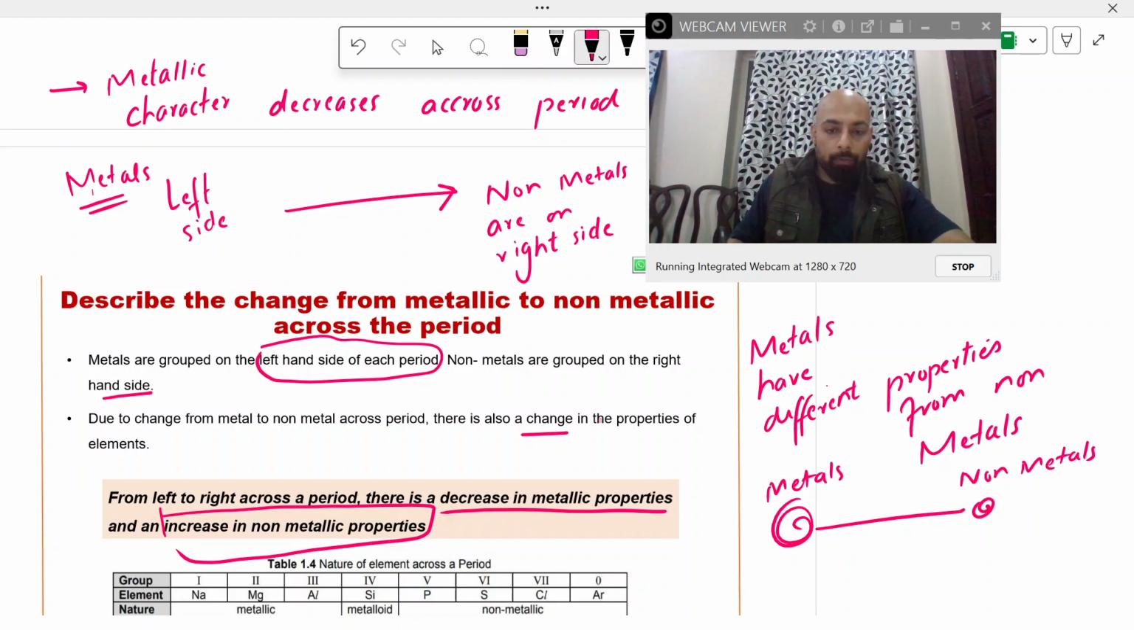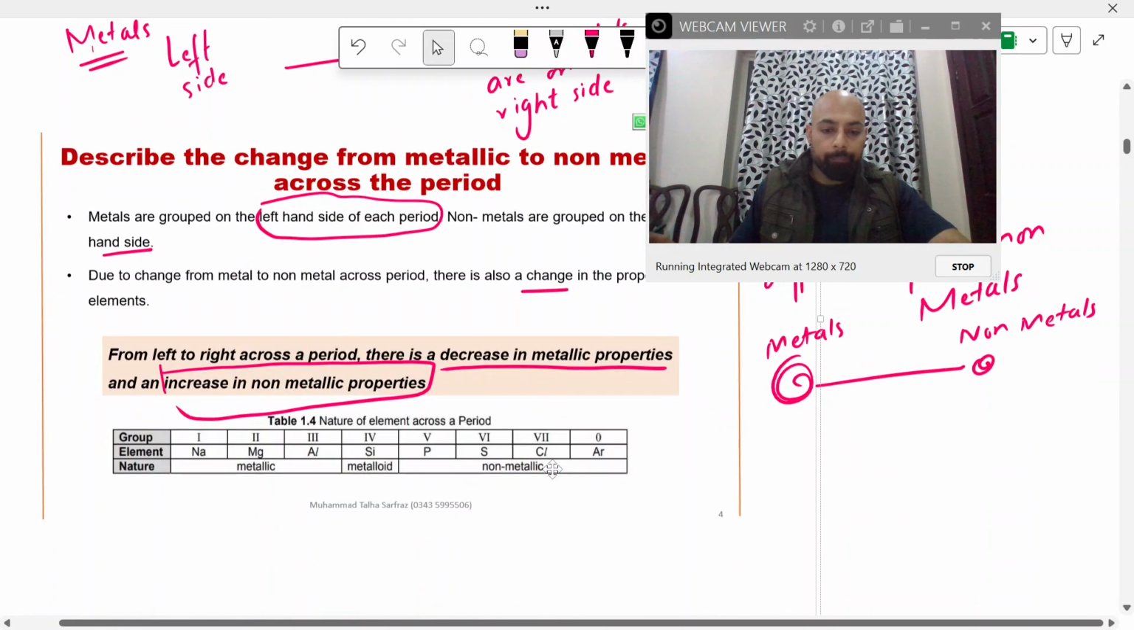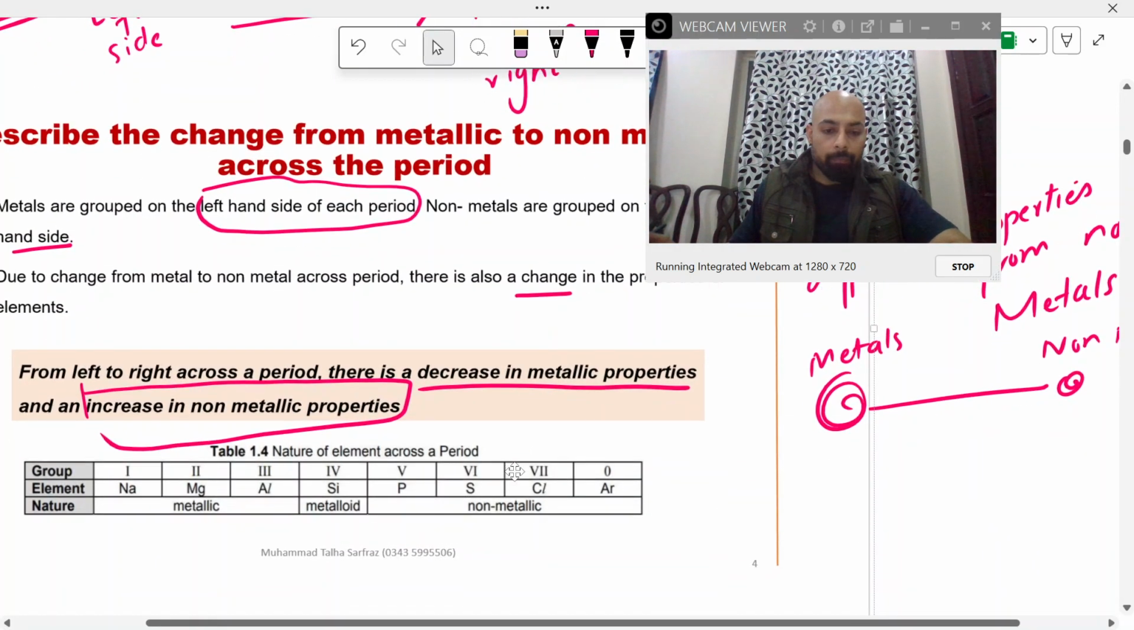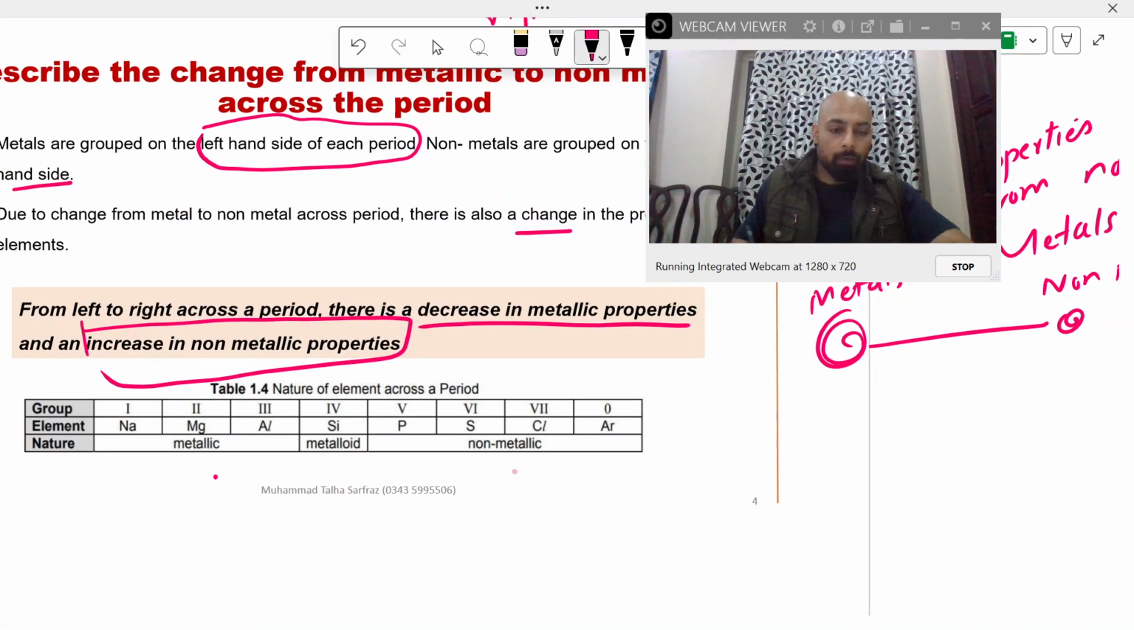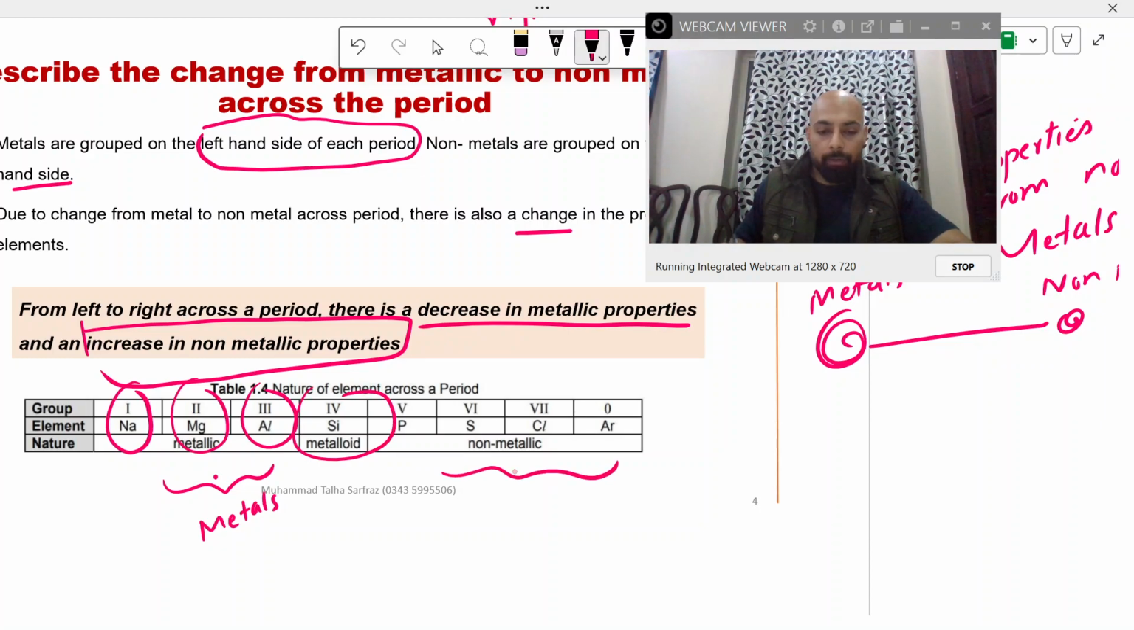Okay, so if you just check out the arrangement, we have the element sodium over here in group 1, then we have magnesium, then we have aluminum. So basically these three are metals. Here we have a metalloid and we have non-metals over here. So this thing should be kept in mind. This is the general trend of the periodic table for metallic character.